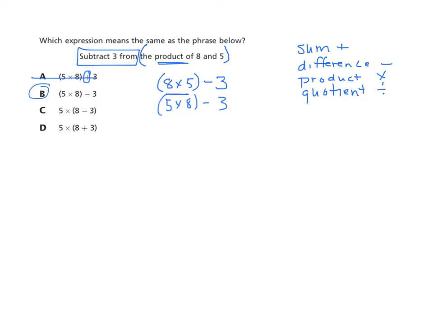This one is quite different. I don't have the product of 5 and 8 or 8 and 5, right? I find the difference. So this one would be the difference of 8 and 3 multiplied by 5, or 5 times the difference of 8 and 3. That's not the same. And we have D, 5 times the sum of 8 and 3. Again, that's not the same. So a little bit tricky because we had to use the commutative property, but not all that difficult.